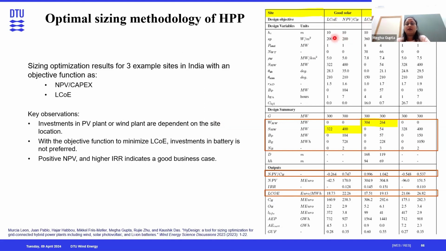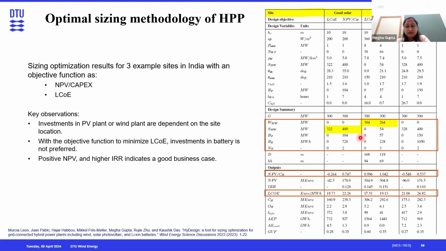One analysis was made with the objective of minimizing the LCOE, and the other scenario was maximization of NPV over capex. When we performed these simulations, what we observed, if we look at the design summary, is that if it's a good solar site, our sizing optimization is not preferring to invest in wind plants. So we have mostly solar, and it's kind of the opposite in the good wind site, where we have mostly wind and very little solar.